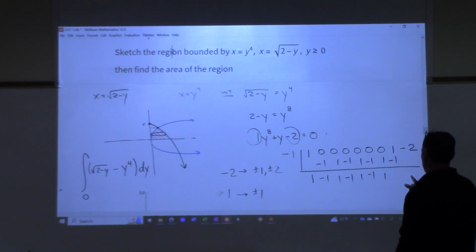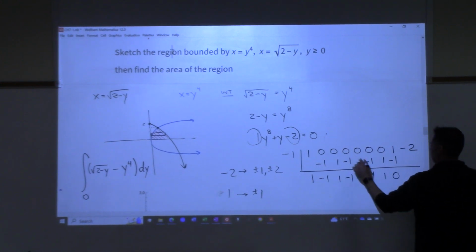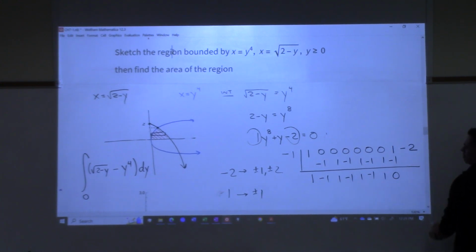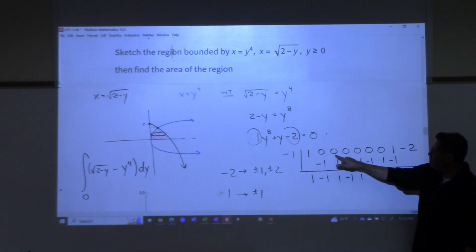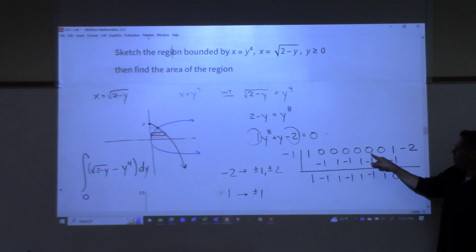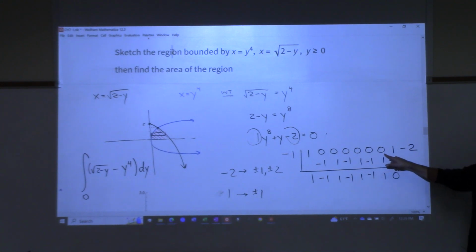This should be working. Do I have enough zeros there? No, something's wrong. Y to the 8. Because we got a solution, right? What's our solution? 1? Shouldn't the first one be -1? Oh, wait, never mind. So this is the 8th power, 7th, 6th, 5th, 4th, 3rd, 2nd, x, -2. So move it up over 1, 0.